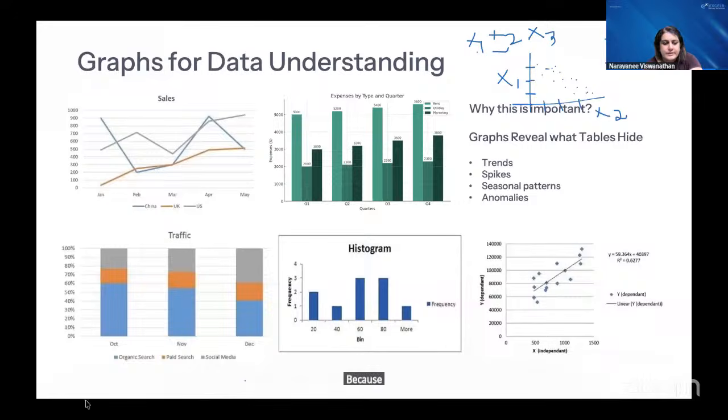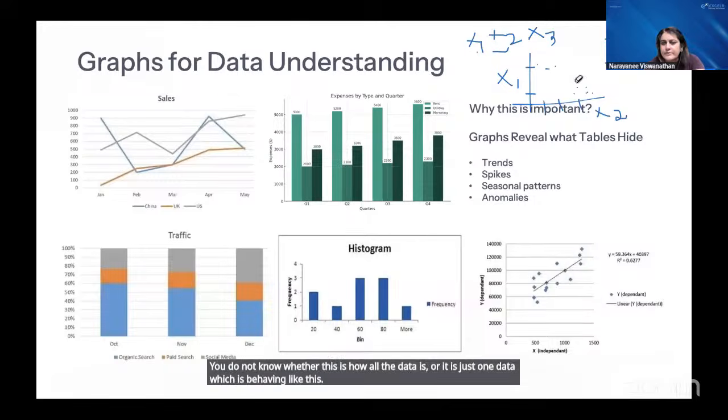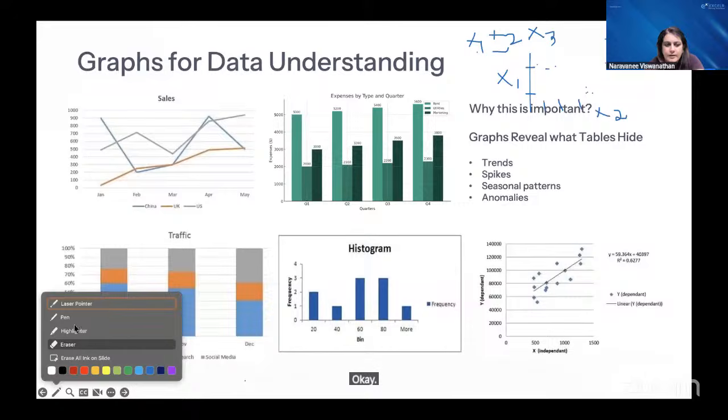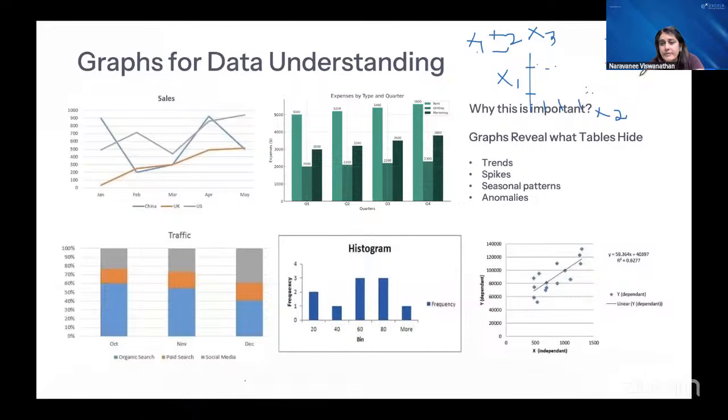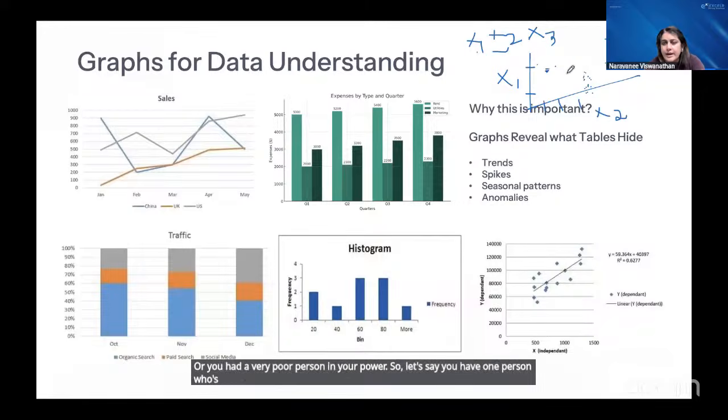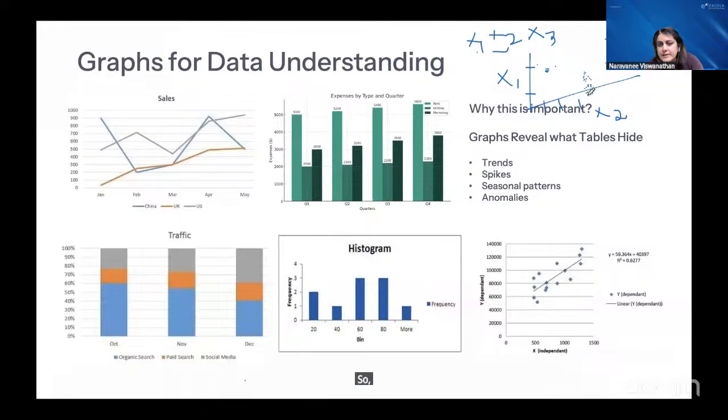Because you do not know whether this is how all the data is or it is just one data point which is behaving like this. Suppose you have something like this. You remember we had this case where you had a very rich person in your colony or a very poor person. So let's say you have one person who's here, and everyone else is here. You can see that there is only one x2 value for all x1 values. One data point is the outlier.